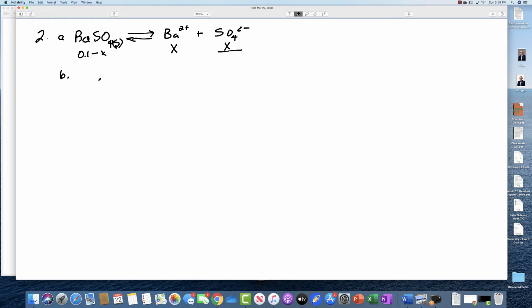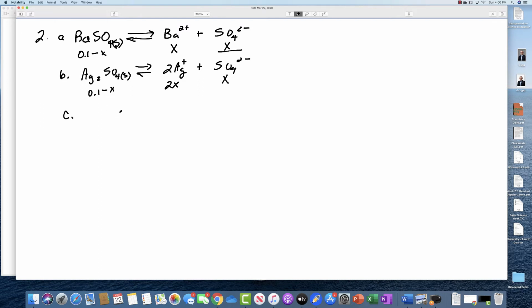B is silver sulfate, solid, ionizes to form 2 silver ions and 1 sulfate ion. And the concentration here, if we designate the sulfate as X, that means that this has to be 2X. And again, if this were a concentration, say 0.1, it would be 0.1 minus X.